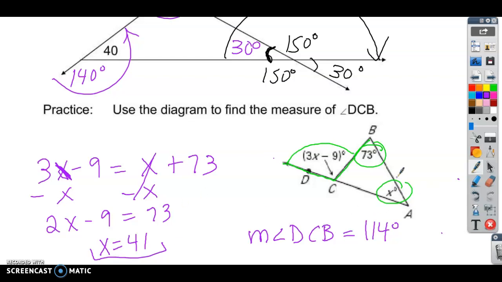But I said, all right, if x is 41 degrees, the measure of this angle that we're looking for is equal to 73 plus 41. I just took the two numbers and added them together and got 114. Or you could take your 41, because now you have your value for x, and plug it into 3 times 41, and then subtract 9. You get the same value.